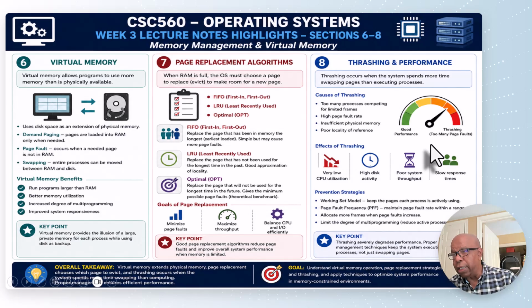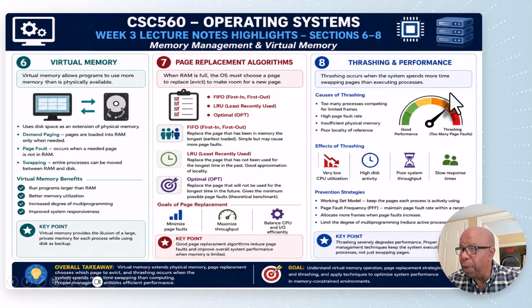Okay. We have this concept of thrashing that can occur. Thrashing occurs when the system spends more time swapping pages than executing processes. So I'm swapping a logical page out to disk and going to disk and bringing back another page, constantly doing that, back and forth, back and forth. I could be spending more time in the back and forth than in the actual execution of the program that's using the pages. So that's thrashing.